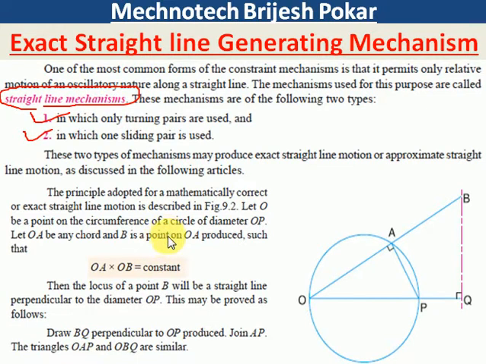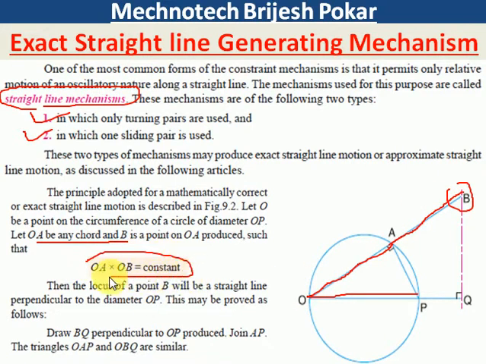So here from this figure you can say that OP is the diameter of this circle, then there is one chord, say OA, and we can say it is a string. So let OA be any chord, and there is an extension of OA up to the point B. So here what is the condition? OA into OB should be constant.